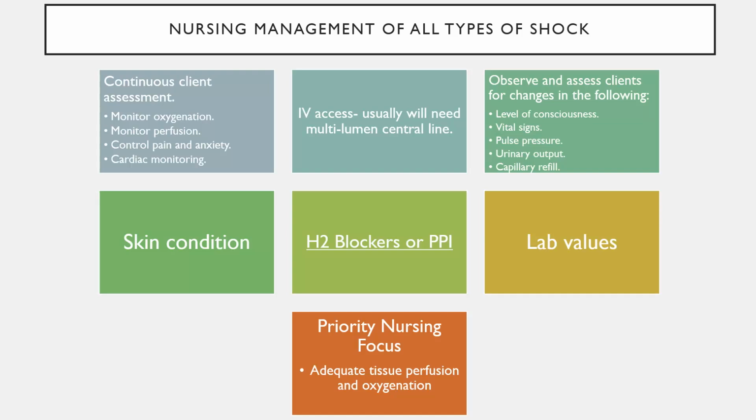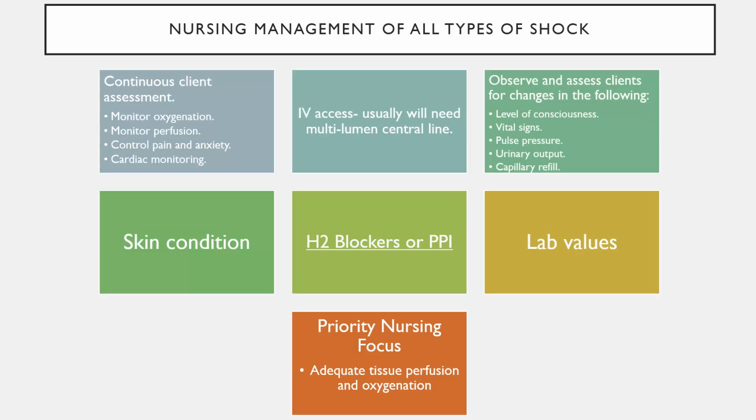Observe and assess clients for changes in level of consciousness, their vital signs, their pulse pressure. Remember, in shock, they're going to have that narrowing pulse pressure a lot of times, urinary output, and their cap refill. H2 blockers or PPIs are going to be important. Remember that physiologic stress on the body, the release of the cortisol, those H2 blockers or the PPIs are going to protect them. But I like to put in another caveat with this, especially for your anaphylaxis. Histamine release. The H2 blockers are going to help block that histamine release, which causes that massive vasodilation.